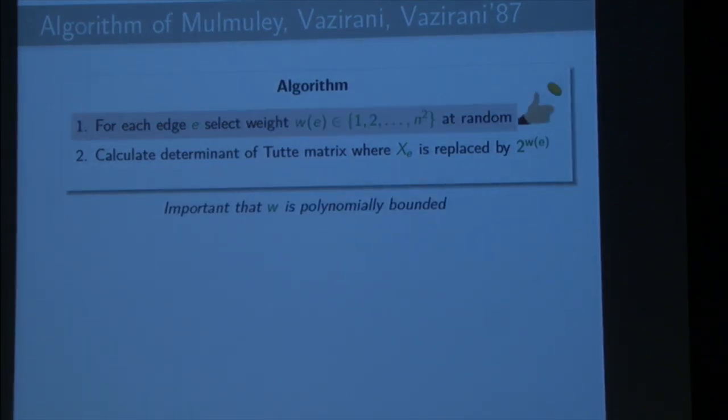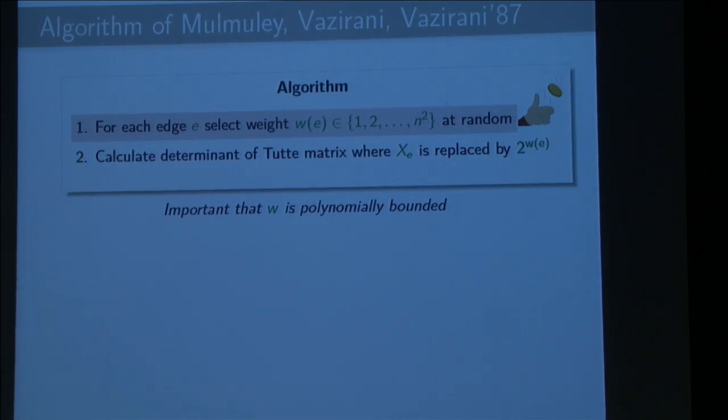In the first step, the only place where you use the randomness is that you select a random edge weight for each edge from 1 to n squared, let's say. Then the second step is a deterministic calculation. You calculate some determinant of something called a Tutte matrix, and that's the whole algorithm, basically.